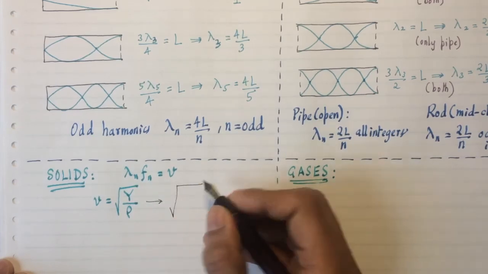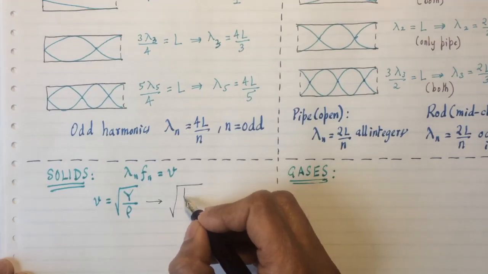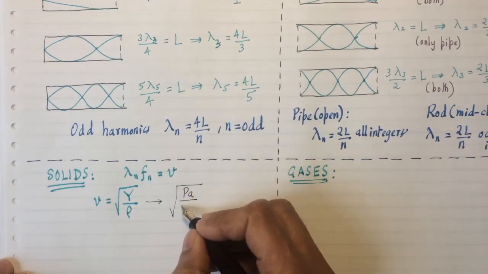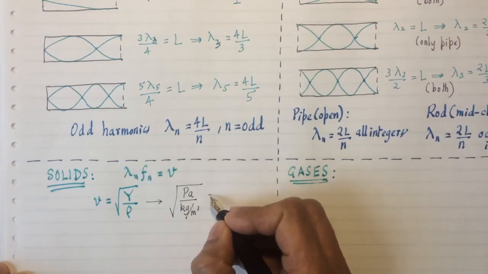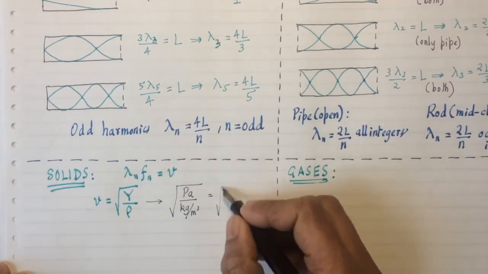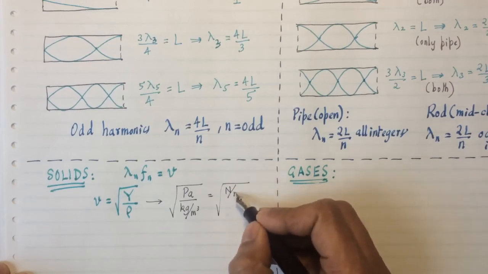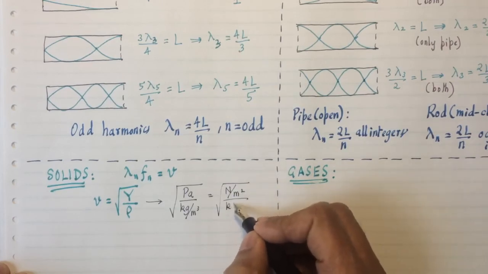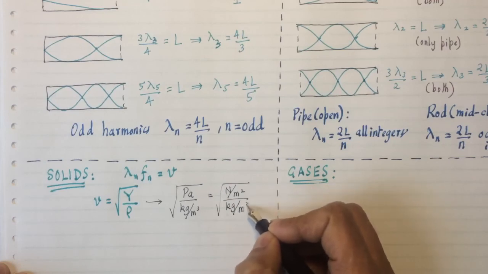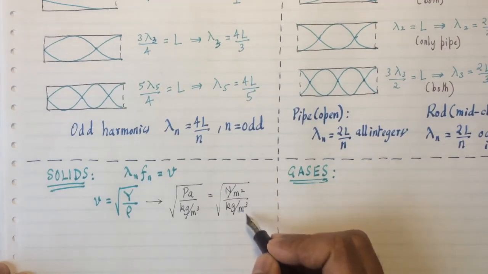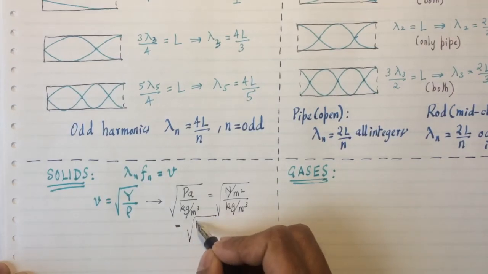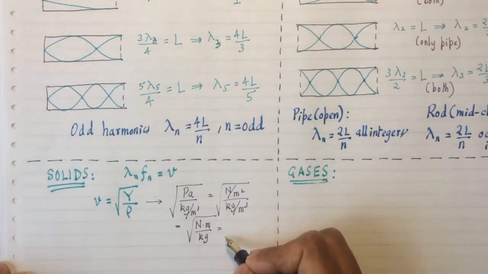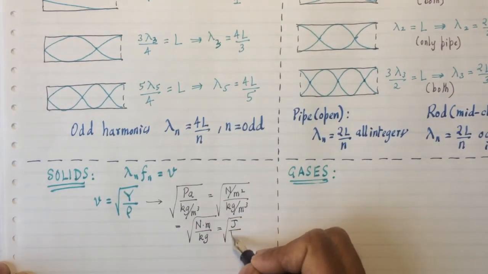The Young's modulus is measured in pascals, and density is measured in mass per volume, so it's kg per cubic meter. Pascals is newtons per square meter, so I have kg per cubic meter down here. So one of the meters will survive downstairs, which will go upstairs. So I get newton meters over kg. Now newton meters is joules, so I get joules over kg.